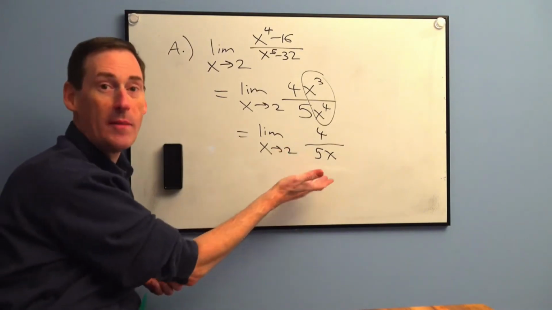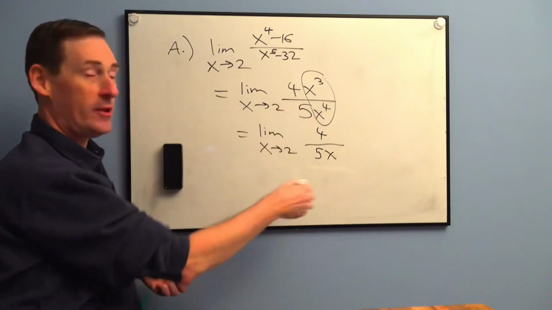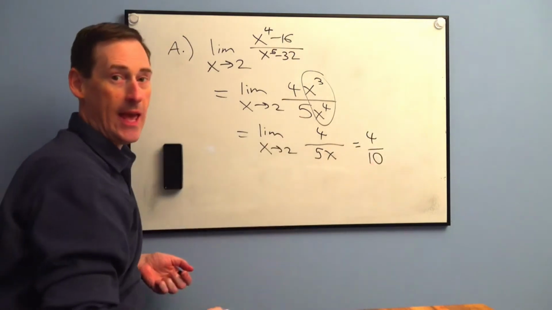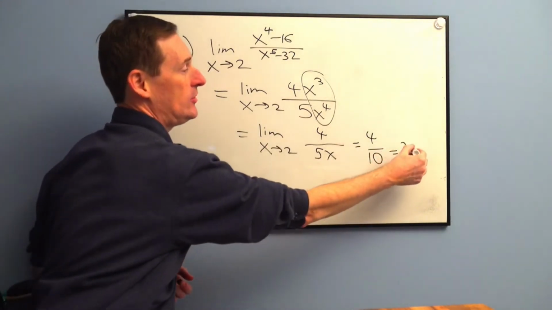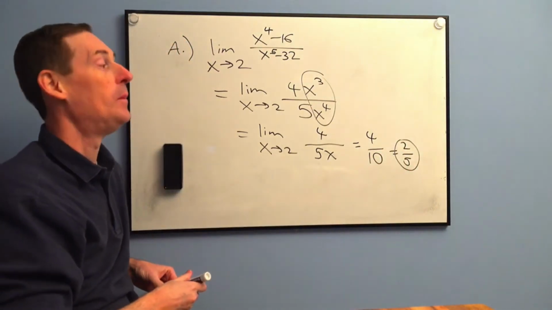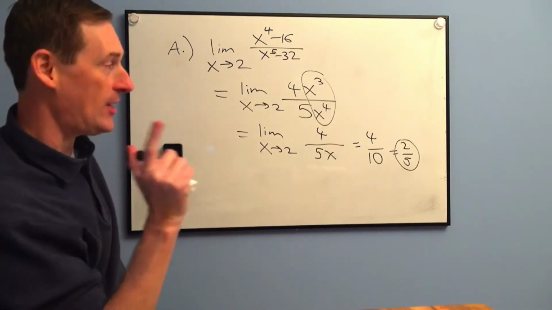There's not even a 0 on the bottom anymore, so I know it's not going to be indeterminate. There's not a 0 on the top. Plug in 2. You get 4 over 10, which is 2/5. Weird, but true. All right? So, answer is 2/5. Now, we mentioned this in chapter 8.